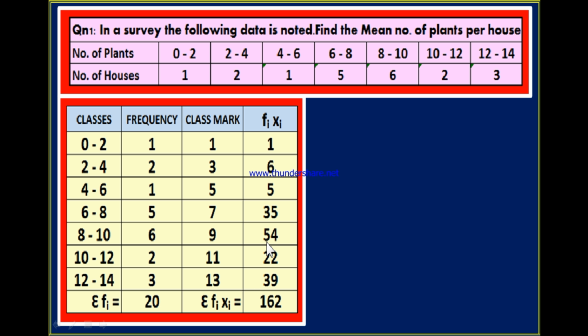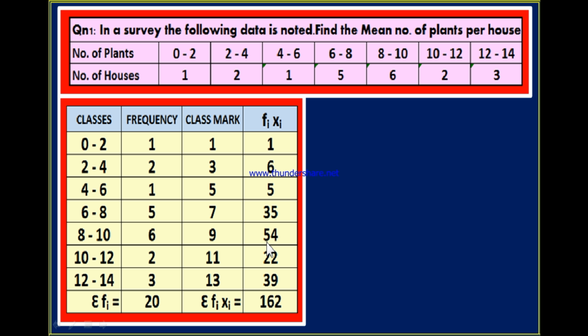If the classes are in ascending order, please keep in mind, corresponding to the assumed mean value, that is A value, in the Ui column you write 0 and above 0 you write minus 1, minus 2, minus 3, minus 4 like this, and below 0 write plus 1, plus 2, plus 3, plus 4 like this, provided the classes should be in ascending order. Understood?